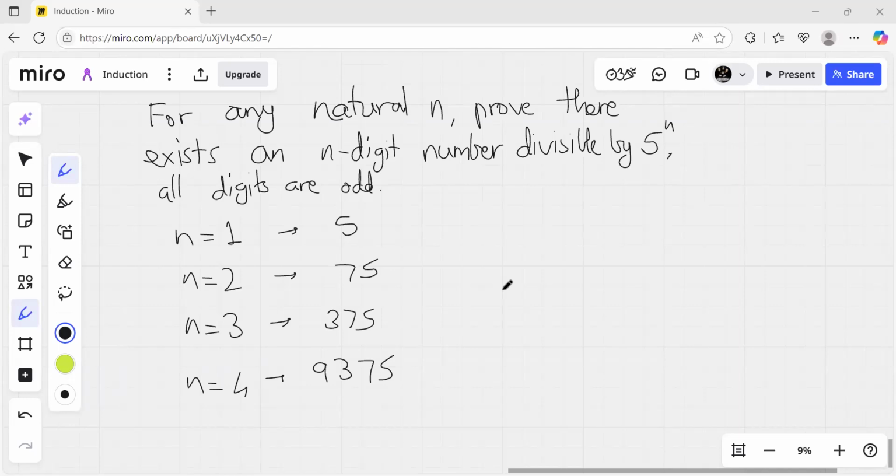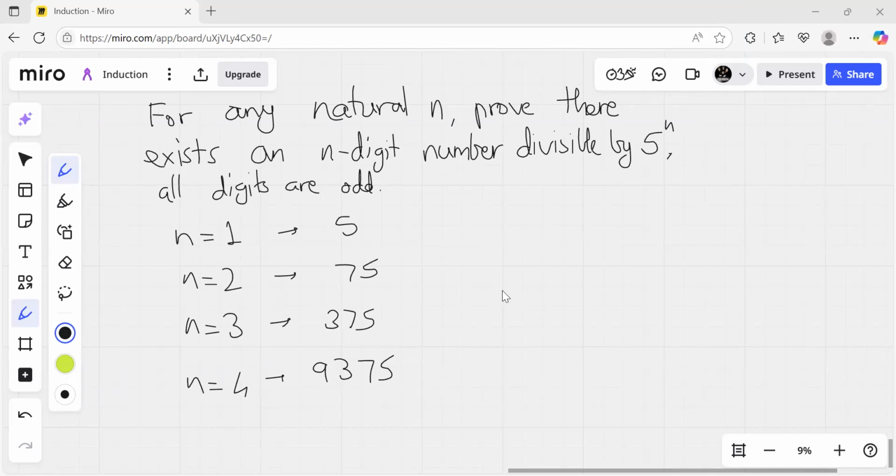So to ensure this, we can multiply by 2, so that it will always be a k plus 1 digit number. Hang on, hang on. If you're multiplying by 2, it won't work, right? Because if you're multiplying by 2, then the last digit would be 0.